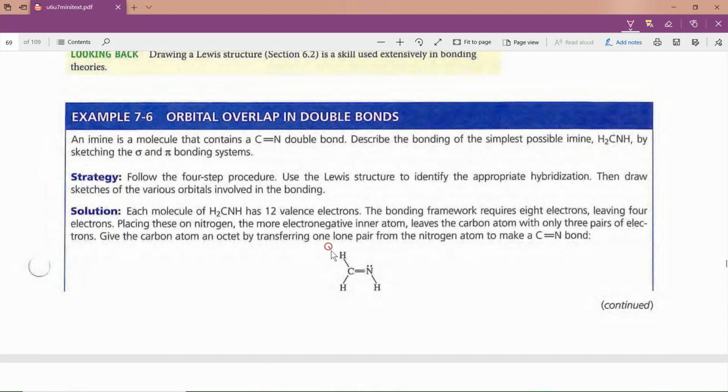So here it is, an imine, the simplest one, and we have here the Lewis diagram, everything's satisfied here. 4, 9, 12, 2, 4, 6, 8, 10, 12. So the carbon is sp2 hybridized. The nitrogen is also sp2 hybridized, which means that each of them has an unhybridized p orbital, and those p orbitals overlap to give us the pi bond.